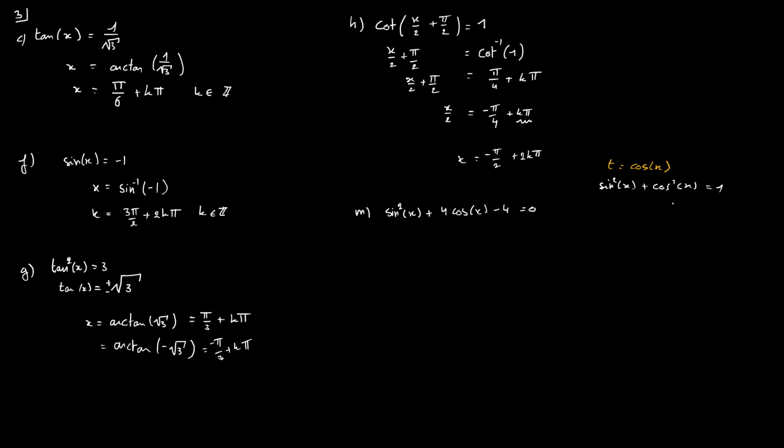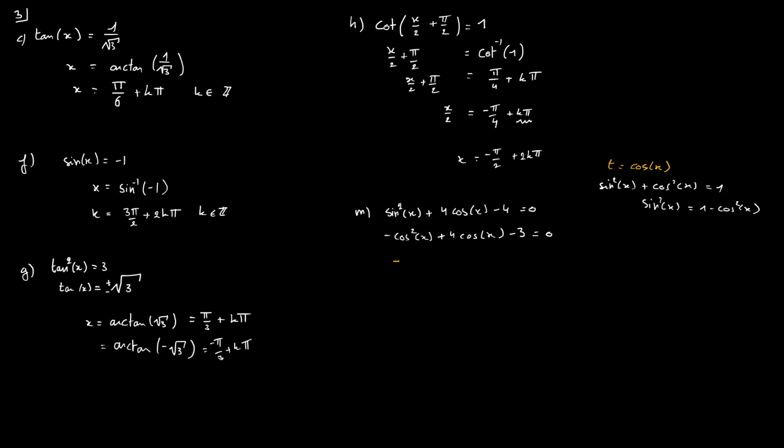Or sine squared, how can you write that with only cosines and some constants? It is 1 minus cosine squared of x. So this is going to give you minus cosine squared x. I'll write the 1 here for now still. Plus 4 cosine x minus 4 is equal to 0. Simplifying this 1 and this negative 4, you'll just end up with minus 3.